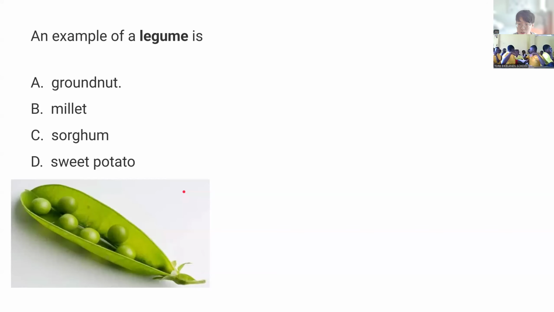And let's look at this question. What do you think an example of a legume is? So what is an example of a legume? Yeah, the answer is A. I think I heard a couple of A's.